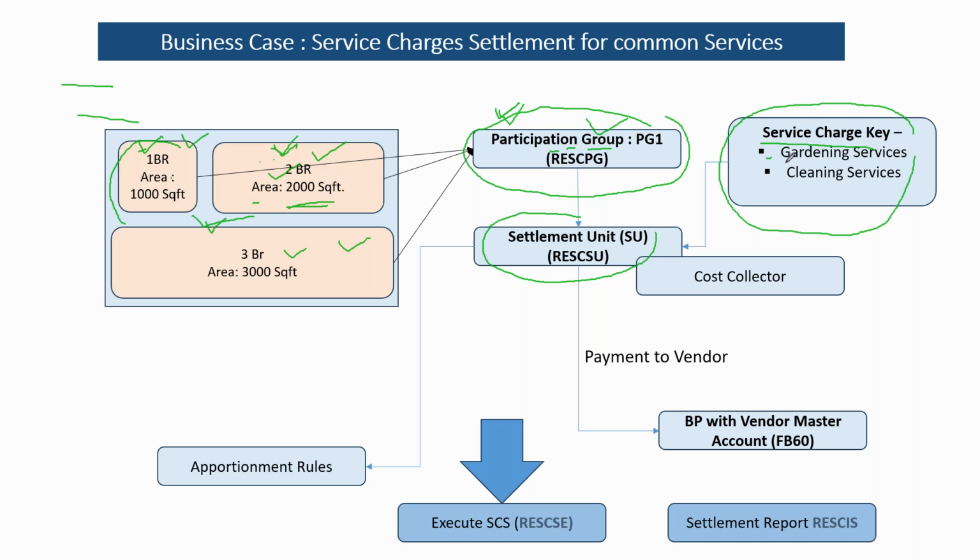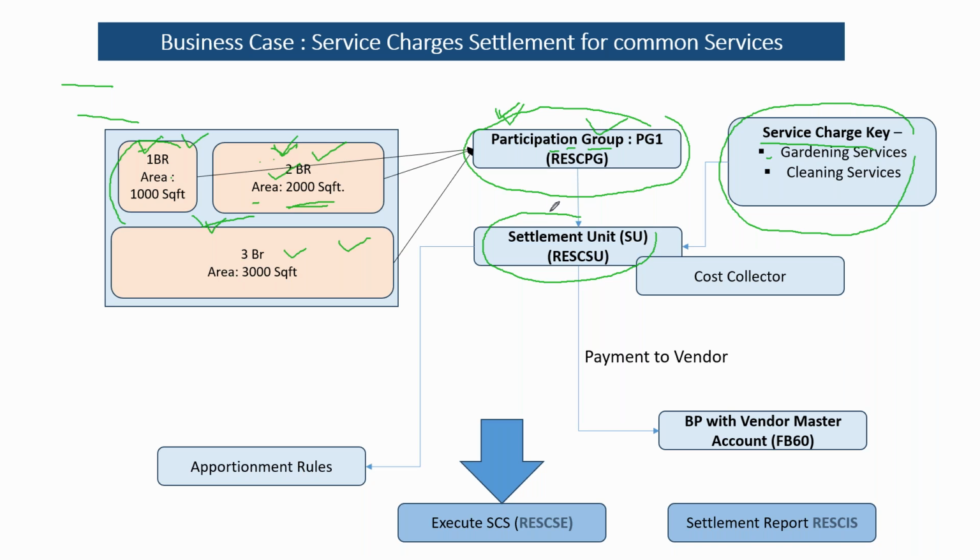For example, gardening services may have one service charge key, and for cleaning services, a different service charge key. Similarly, if I create one for disposal services, there will also be a different service charge key. This service charge key has to be created in configuration, and it will be available for selection in the settlement unit.